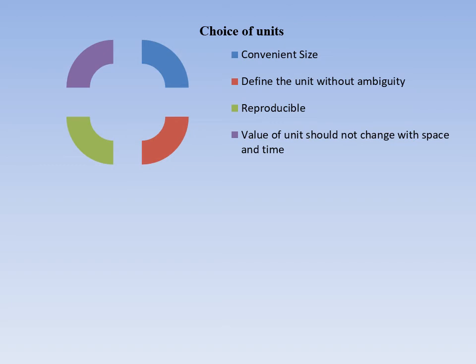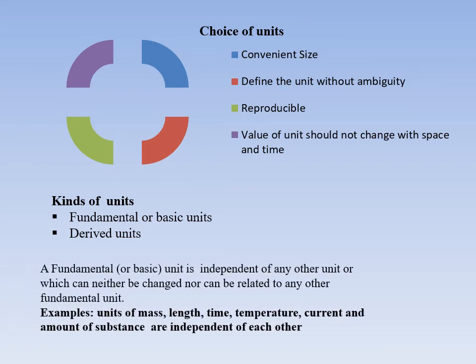Let's see the kinds of units. Units are of two kinds: fundamental or basic units and derived units. Fundamental or basic units. A fundamental or basic unit is that which is independent of any other unit, or which can neither be changed nor be related to any other fundamental unit. Examples: the units of mass, length, time, temperature, current, and amount of substance are independent of each other. As they are of different nature, they cannot be obtained from the unit of any other quantity. These are fundamental units.